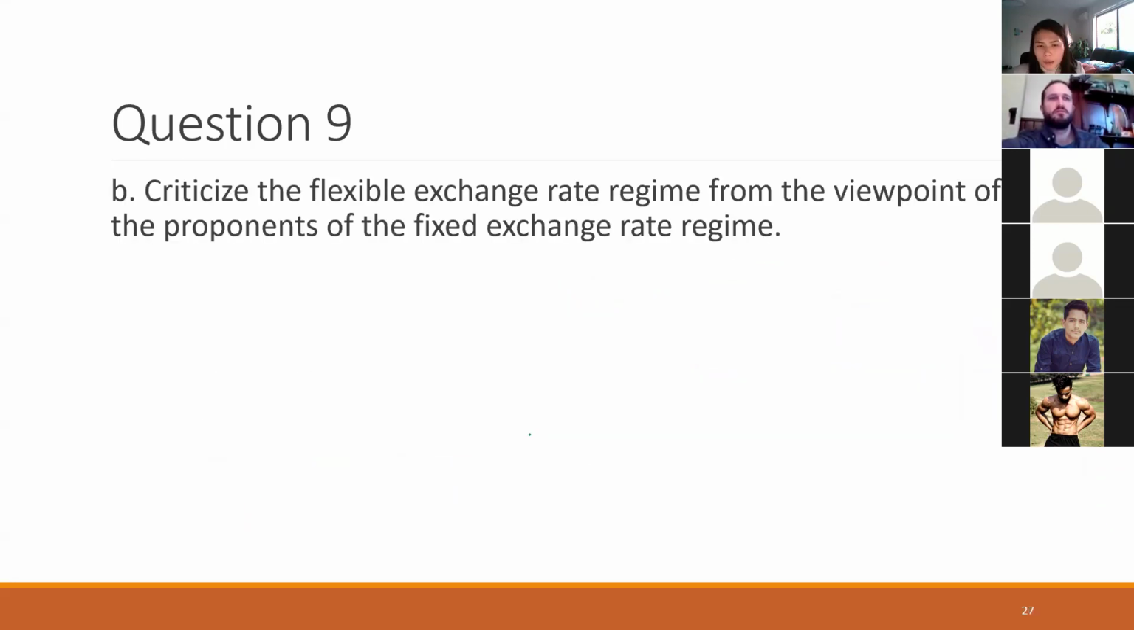Okay, question B, criticize the flexible exchange rate regime from the viewpoint of the proponents of the fixed exchange rate regime. So what are the arguments against a flexible exchange rate?